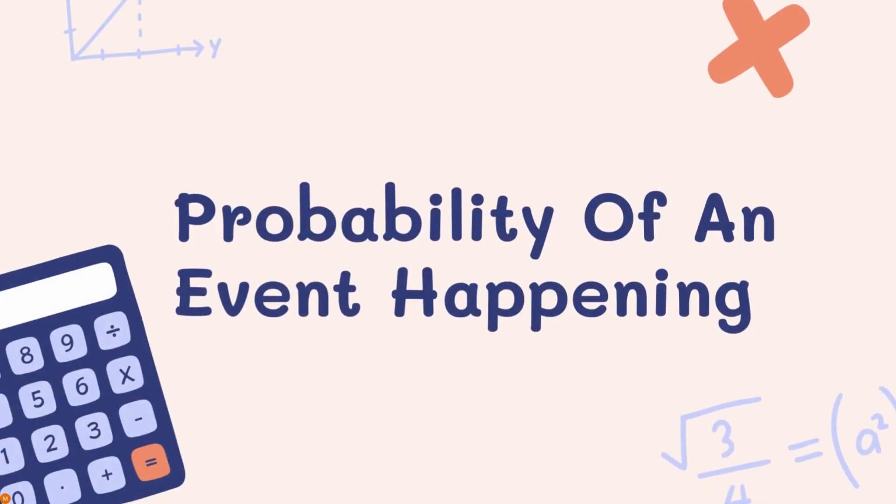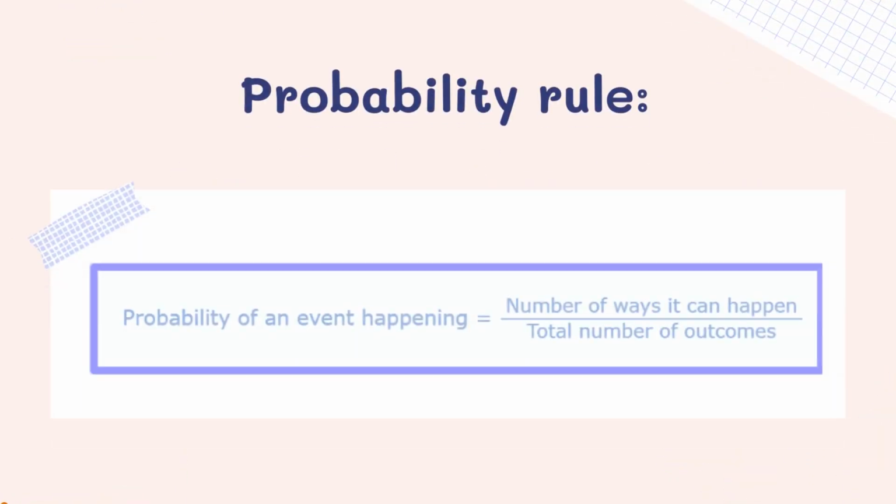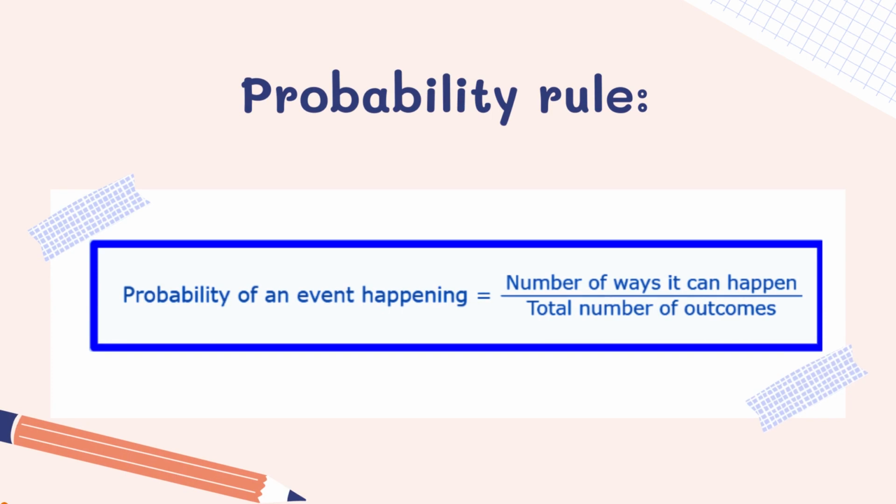Probability of an event happening. The probability rule: the probability of an event happening equals the number of ways it can happen over the total number of outcomes. We need to use this rule to answer the following questions.